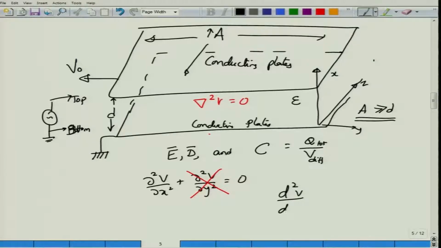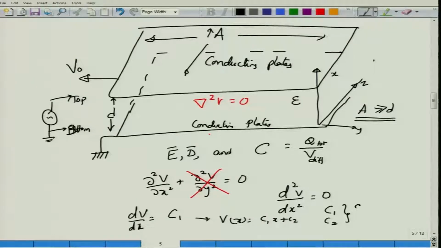I have d square V by dx square equal to 0. How do I solve this? Integrate once. Integrating once gives you dV by dx equal to some constant c1. Integrating again gives you V of x equal to c1 x plus c2. This is something that you know from your differential equations, where c1 and c2 are to be determined. We do not know what these are and we need to determine them. Do we have enough information to determine the constants c1 and c2? Yes, we do.